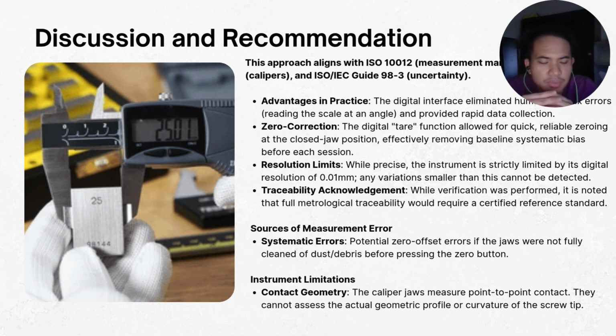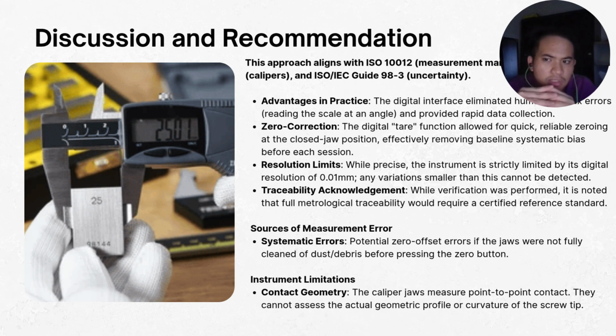While our process was rigorous, we must acknowledge that each instrument has its own limitations. First of all, our resolution limits. Our readings are strictly limited by the digital resolution of 0.01 mm, because any variation smaller than this cannot be detected by the hardware. This is one of the major limitations of the digital caliper. The second thing is the contact geometry itself. Because the caliper jaws measure point-to-point contact, they cannot assess the actual geometric profile or the curvature of the screw tip, which is a factor in our uncertainty estimation.